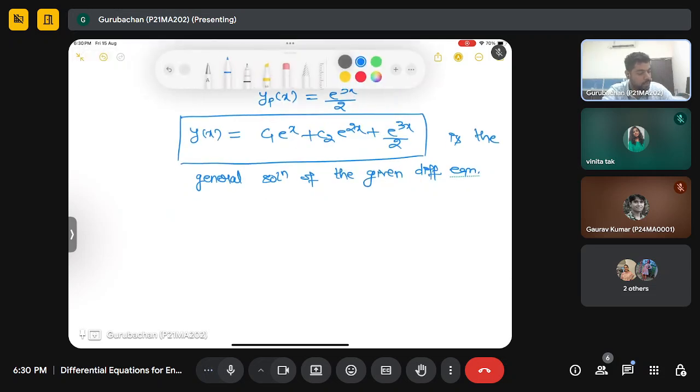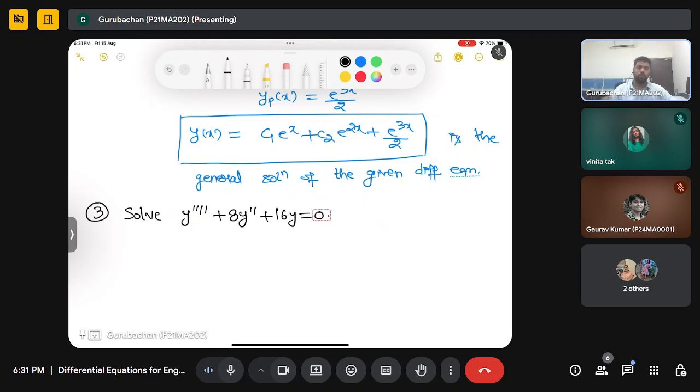So, comparing to question number 1, I am giving you one more question. Solve y'''' - 8y'' + 16y = 0. Again, this is a fourth order linear differential equation with constant coefficients. So the approach will be similar to what we followed in question number 1. So try this one. This is somewhat easy for you.